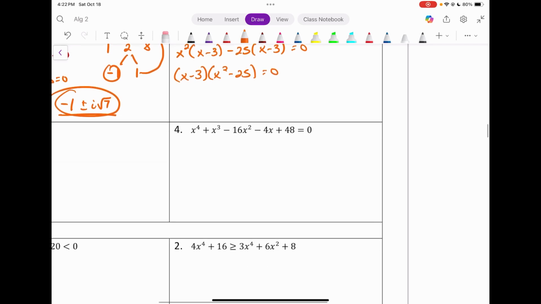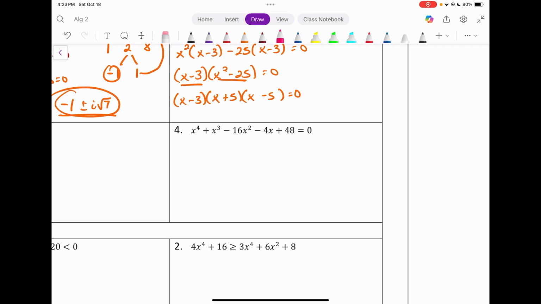Since this is linear, once it comes down to x to the first power, you're finished with that. But my second factor here can actually factor with difference of squares. Difference of squares will always factor into conjugates: x and x, +5 and a -5. Now that I have it completely factored, my three answers are 3, -5, and +5.